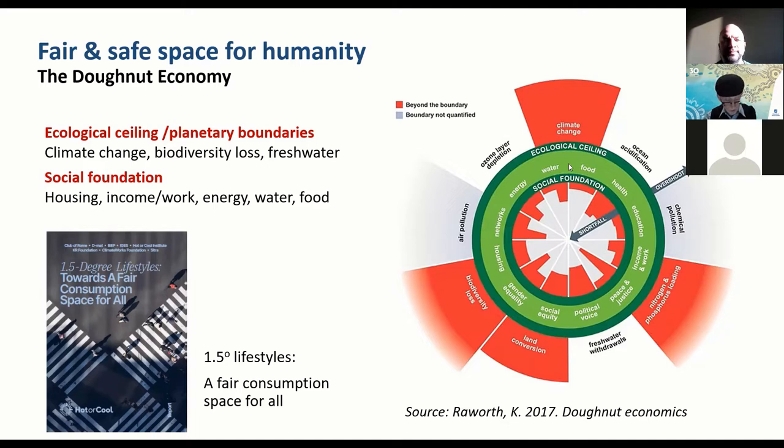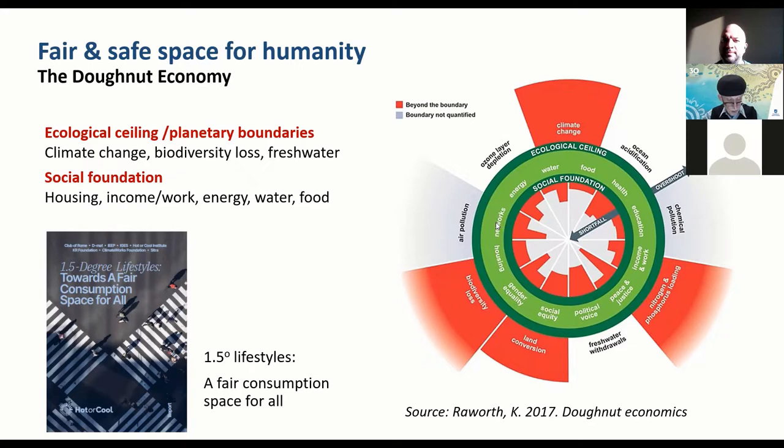And we're trying to avoid going beyond the ecological ceiling like Australia does with a lot of red, or we're trying to avoid also going within the donut where you have a shortfall in all these factors, a shortfall in food, health, education, etc.